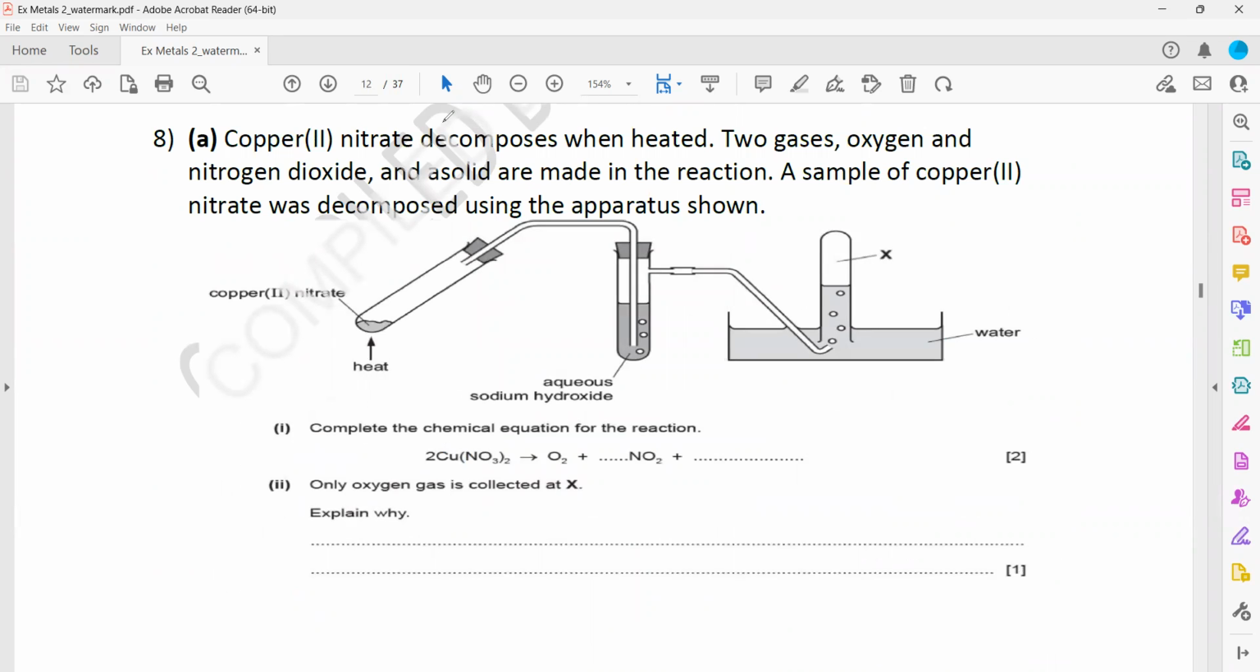Copper 2 nitrate decomposes when heated. Whenever a metal nitrate from calcium to copper is heated, it will give a metal oxide plus nitrogen dioxide plus oxygen, and a brown gas is given. So in the question, copper 2 nitrate decomposes when heated: two gases, one is oxygen, another one is nitrogen dioxide, and a solid was made.